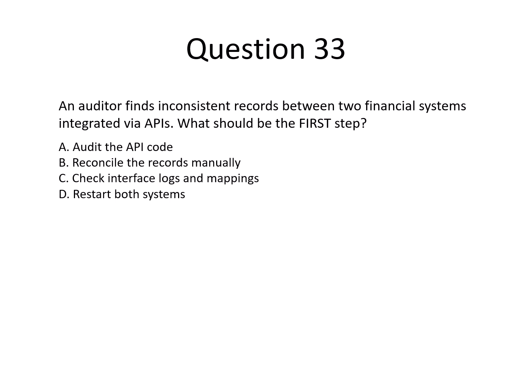Question 33. An auditor finds inconsistent records between two financial systems integrated via APIs. What should be the first step? A. Audit the API code. B. Reconcile the records manually. C. Check interface logs and mappings. D. Restart both systems. The correct answer is C. Check interface logs and mappings.